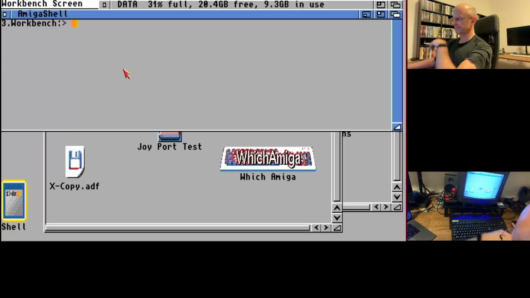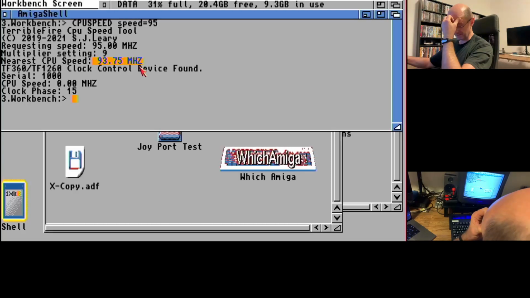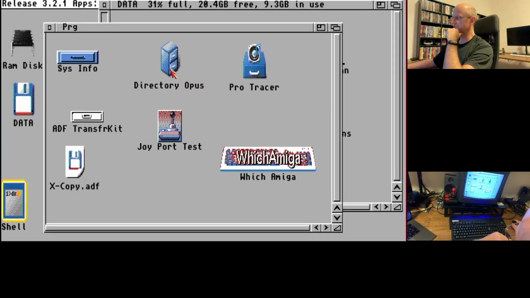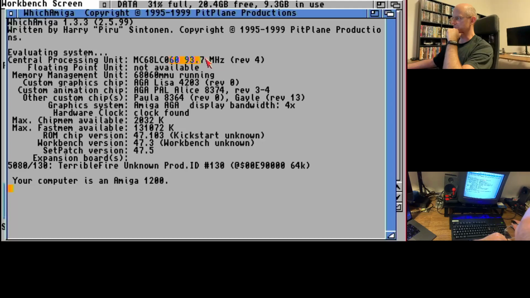Anyway, let's overclock it. CPU. What's that, 95, right? So it's running at 93 megahertz. I have the firmware on the Terrible Fire from the end of 2022. That's the one that allows you to overclock, and I have the proper CPU speed for this firmware. Let's run SysInfo once again on the Amiga to see that the overclocking was really working. So it's running at 93 megahertz.